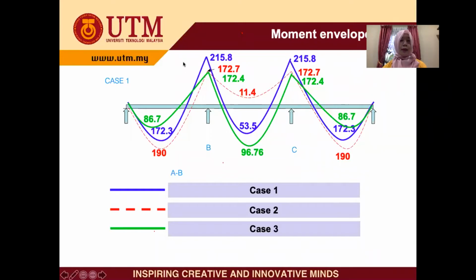What is the envelope? So this is called the envelope. Make a bold line at the outer moment. This is called the envelope. So this is the moment before redistribution. So this is called the moment envelope.